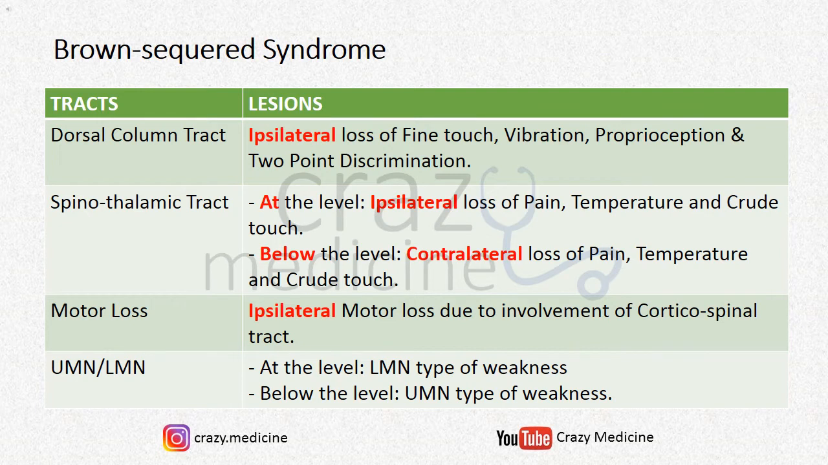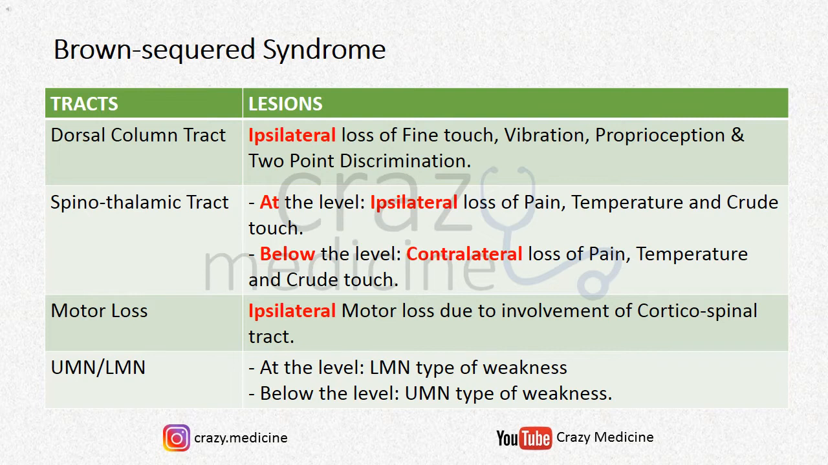Then next is spinothalamic tract. Information ascends contralaterally in the spinal cord, that is, fibers cross in the spinal cord itself. So, at the level of lesion, there will be ipsilateral loss of pain, temperature and crude touch. And below the level of lesion, there will be contralateral loss of pain, temperature and crude touch. The next is motor loss. It is due to involvement of corticospinal tract. There will be ipsilateral motor loss as descending fibers are already crossed in medulla.